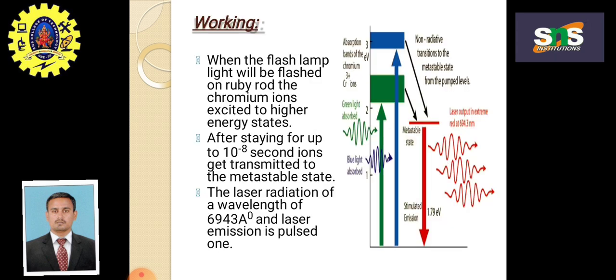Then working of ruby laser. When the flash lamp is switched on, the light will be flashed on the ruby rod. Then chromium ions are excited to higher energy states. After staying for about 10⁻⁸ second, ions get transmitted to the metastable state, that is slightly lower than the excited state. The laser radiation has a wavelength of 6943 Angstrom, and the laser emission is pulsed.